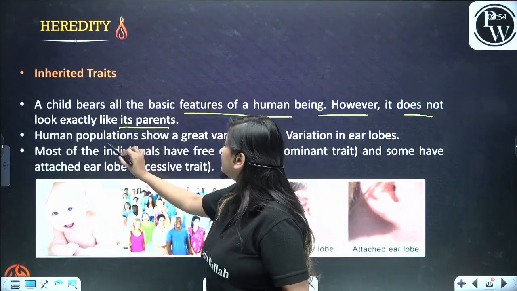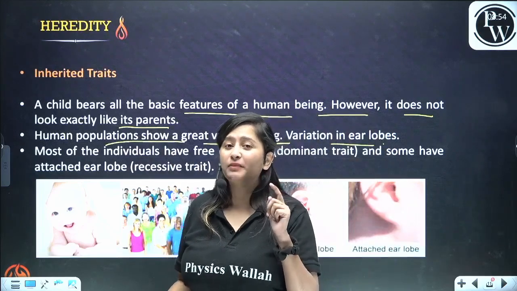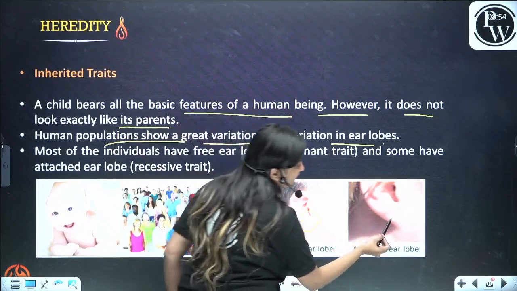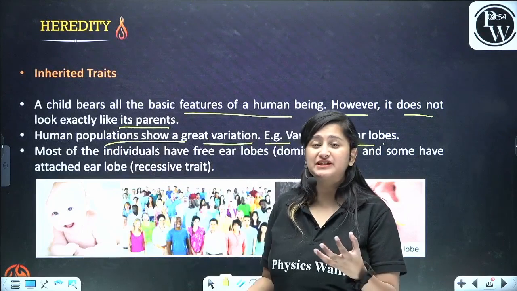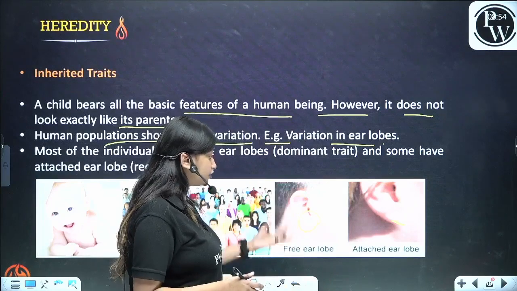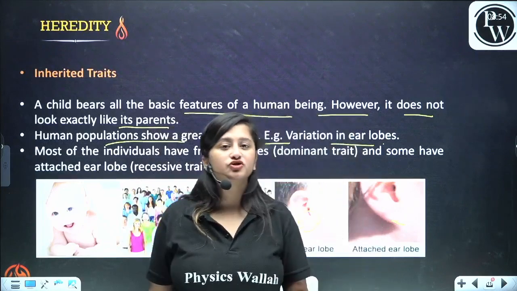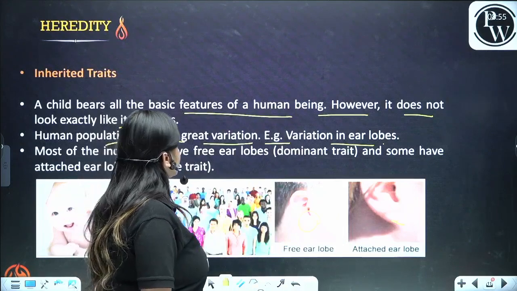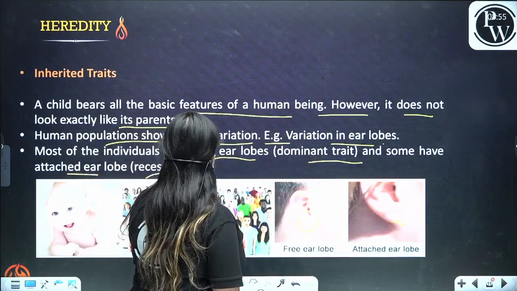Human population shows great variation in earlobes. There are attached earlobes and free earlobes. You can see over here that this is a free earlobe and this is an attached earlobe. Now, the free earlobe is a dominant trait, whereas the attached earlobe is a recessive trait, because most people have the free earlobe.